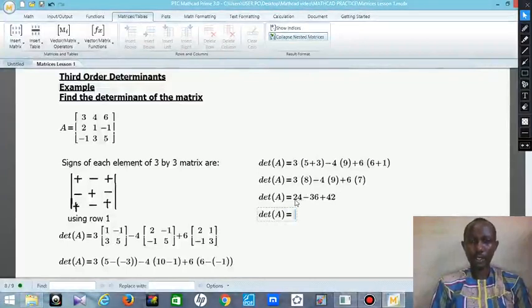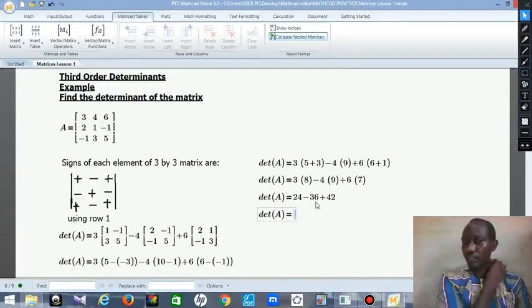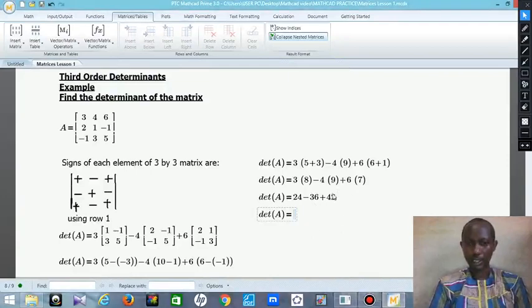So you solve now, 24 minus 36. So you can simplify this. I think this is 12. 24 minus 36 will give you 12. 6 minus 4 is 2. 3 times 12. That is minus 12. Then minus 12 plus 42. Minus 12 plus 42 gives us 30.